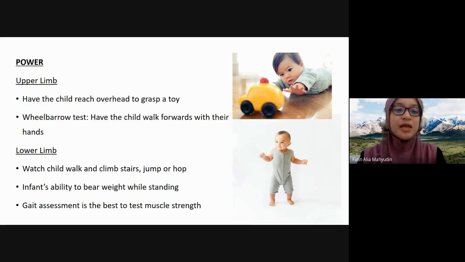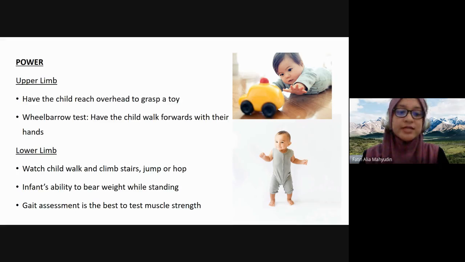Okay. And then for the lower limb, to assess the muscle strength, we simply ask the child to walk, climb stairs, jump or hop. Of course, we have to ask their parents or the child first whether they can walk, climb stairs, jump or hop. If their parents say yes, then we can proceed by asking them to do so, so that we can assess the muscle strength of the lower limb.